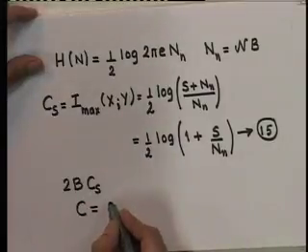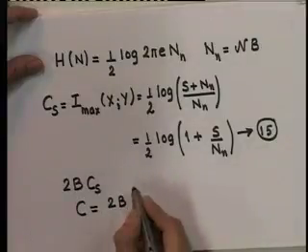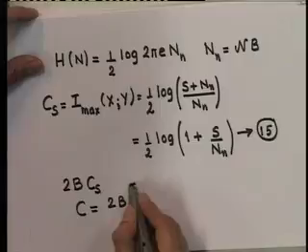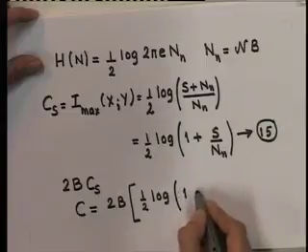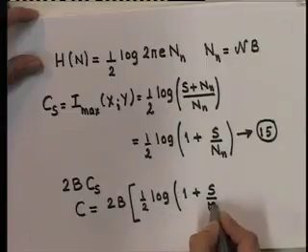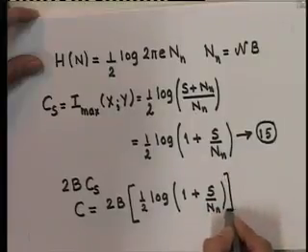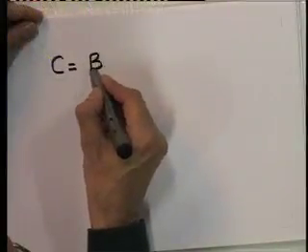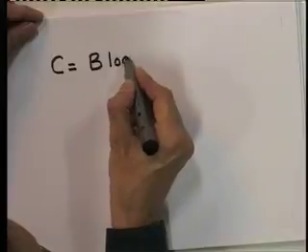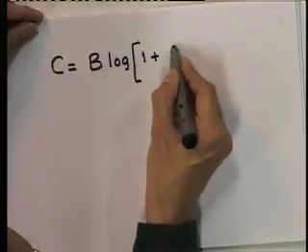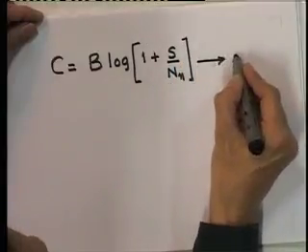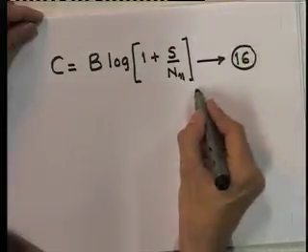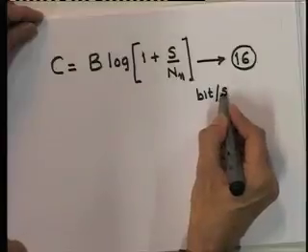is equal to twice B multiplied by C s, which is half log of 1 plus signal to noise ratio, which is simplified to C is equal to B times log of 1 plus signal to noise ratio. This is bit per second.